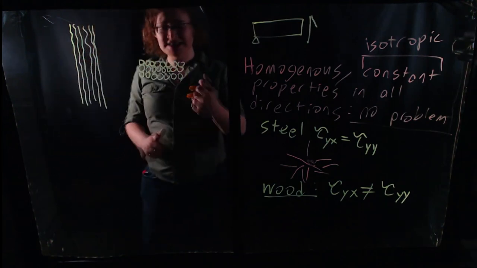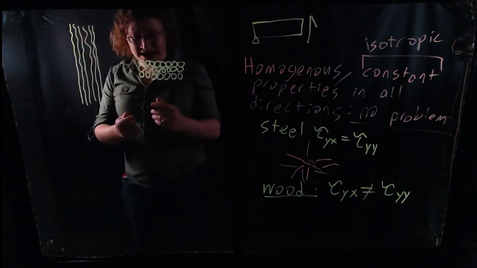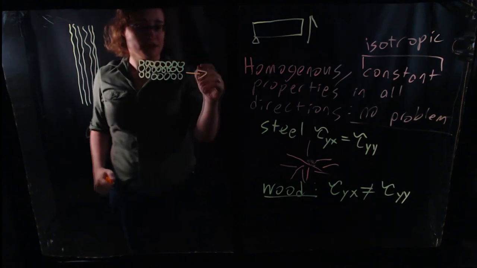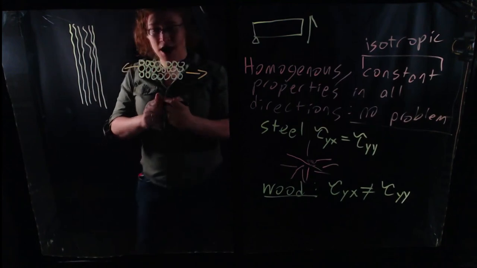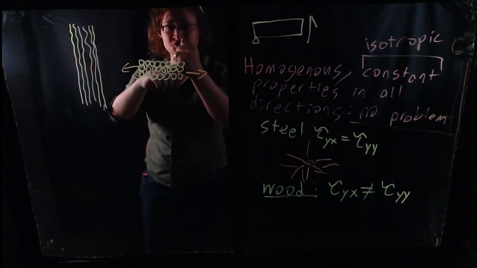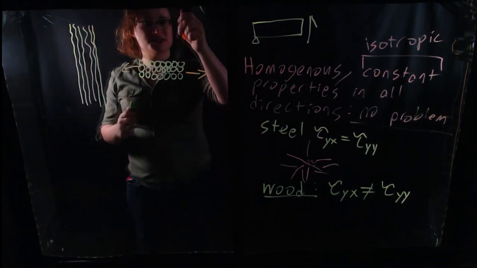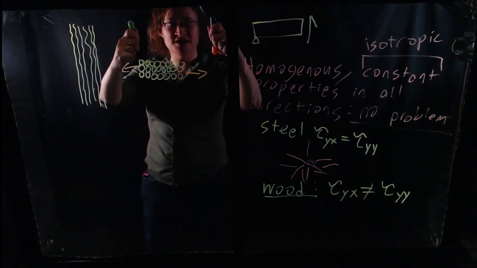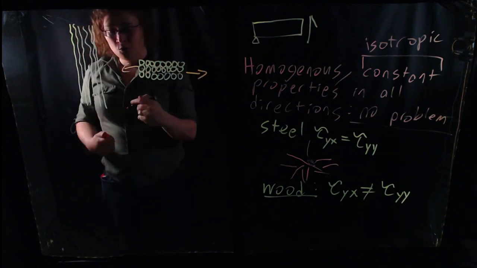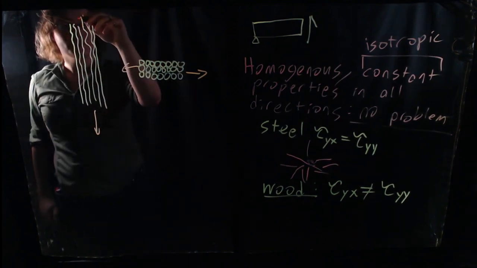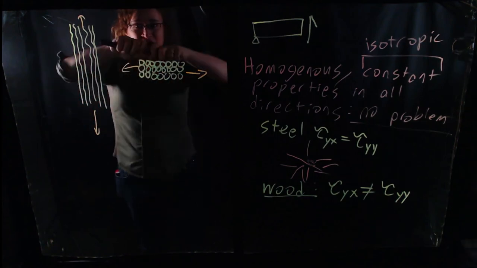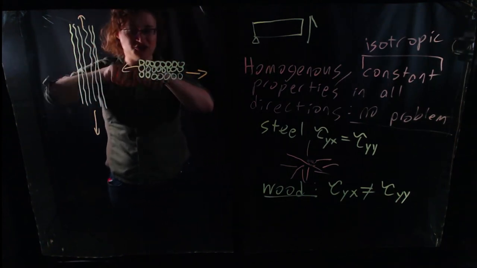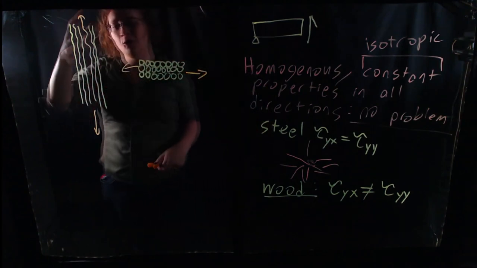And because of this, if I pull on this in this direction, I'm trying to pull individual straws from one another. If this is a wood cell and this is a wood cell, if I pull on it like this, I'm pulling straws apart. What if I pull on it like this though? If I pull it like that, I'm actually trying to rip apart a single cell or a whole bunch of cells.